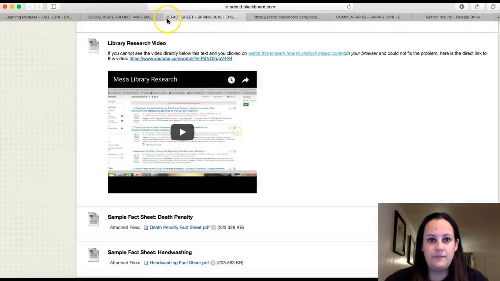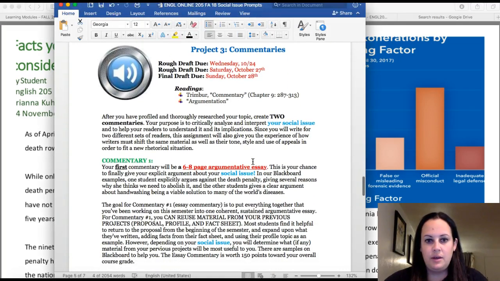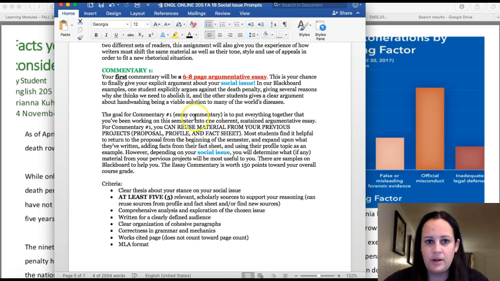All right, and then after the fact sheet, we are going to do our commentaries. So you're going to have two commentaries. The first one is going to be a very straightforward, argumentative 6 to 8 page paper. And I know this sounds like a lot, but you can reuse any of the material from your proposal, your profile, and your fact sheet. You can reuse any of that you'd like to in the commentary. Those first 3 projects are really meant to help you create a foundation for your commentary essay.